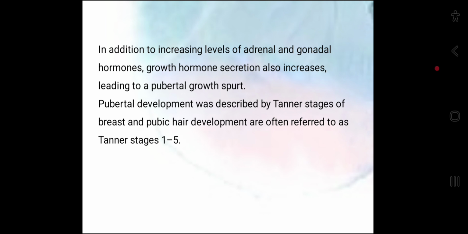In addition to increased levels of hypothalamic-pituitary-adrenal and gonadal hormones, there is an increase in growth hormone secretion, which leads to the pubertal growth spurt. Pubertal development is described by the Tanner stages, developed by pediatric endocrinologist James Tanner, which describe breast and pubic hair development and are often referred to as Tanner stage 1 to stage 5.